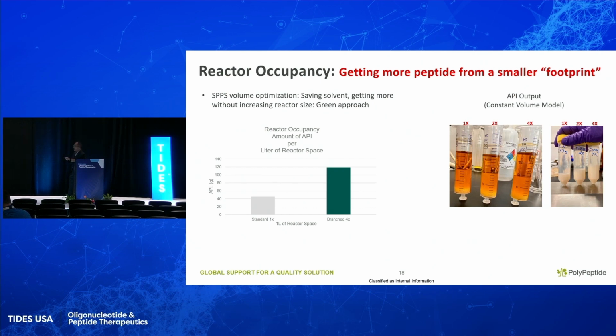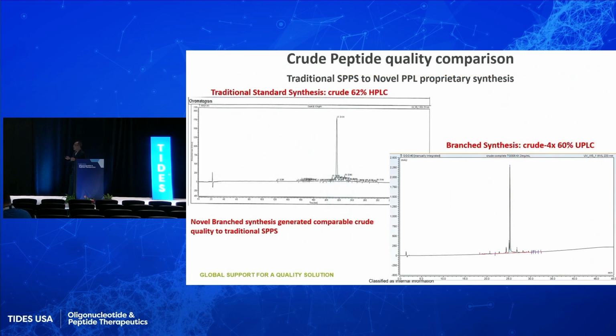as you branch. So let's look at the crude quality. When you branch it out, are we really degrading the quality of the crude? The upper side on your left is a normal synthesis, and the lower side is the branch synthesis. And to me, that looks very, very similar.